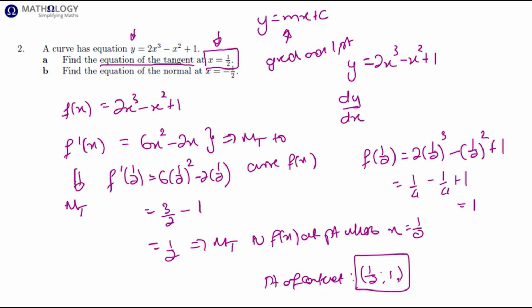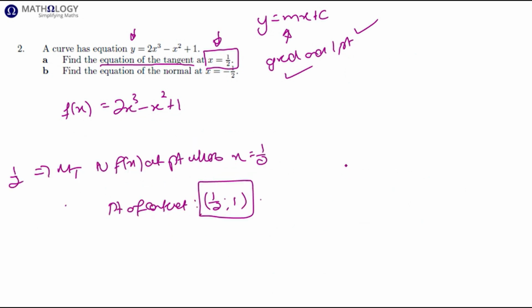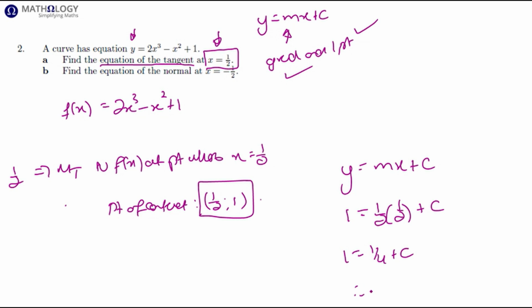So we have the point of contact, and we've got the gradient, which is a half. So we can determine the equation of the tangent at this point of contact. y equals mx plus c. The point of contact is (a half, 1), so y equals 1, m is a half, x is a half, plus c. So c will be 3 quarters.